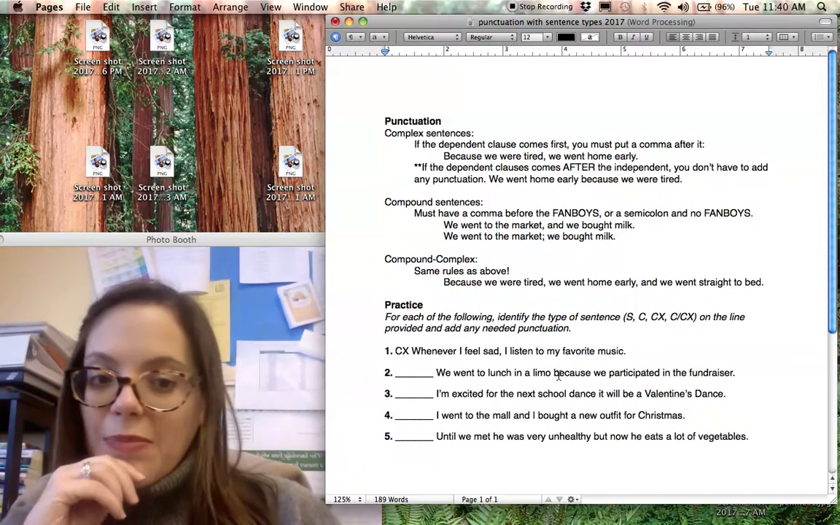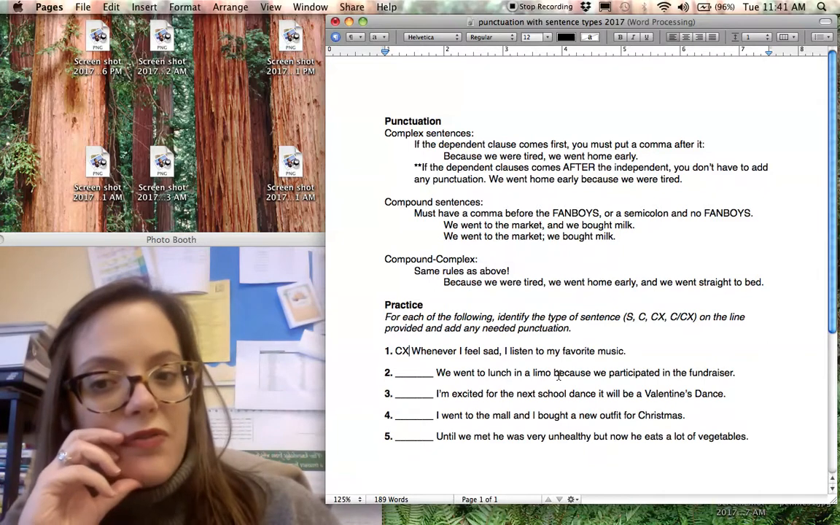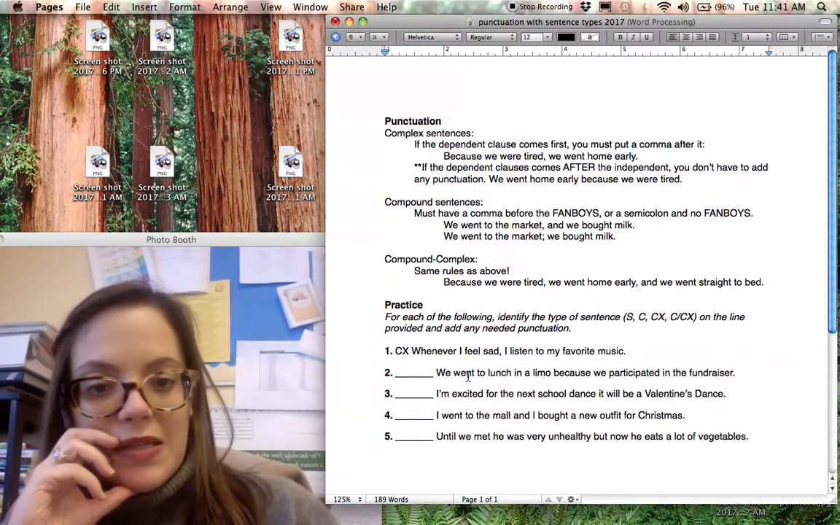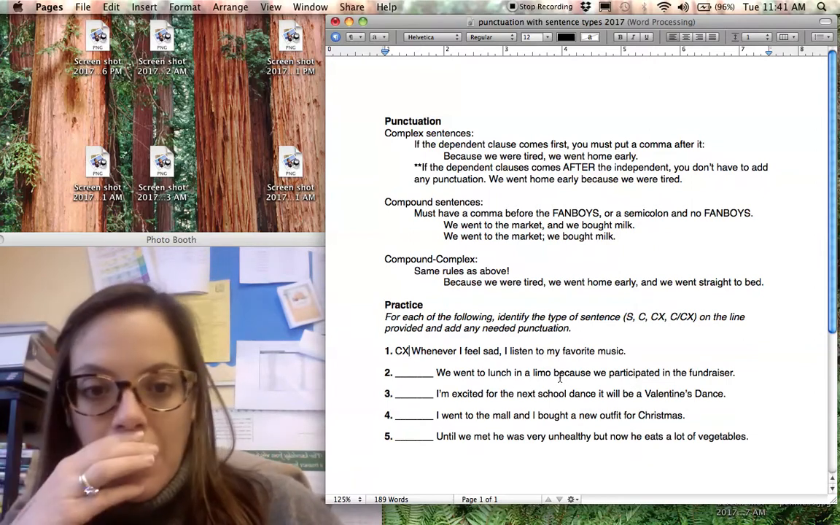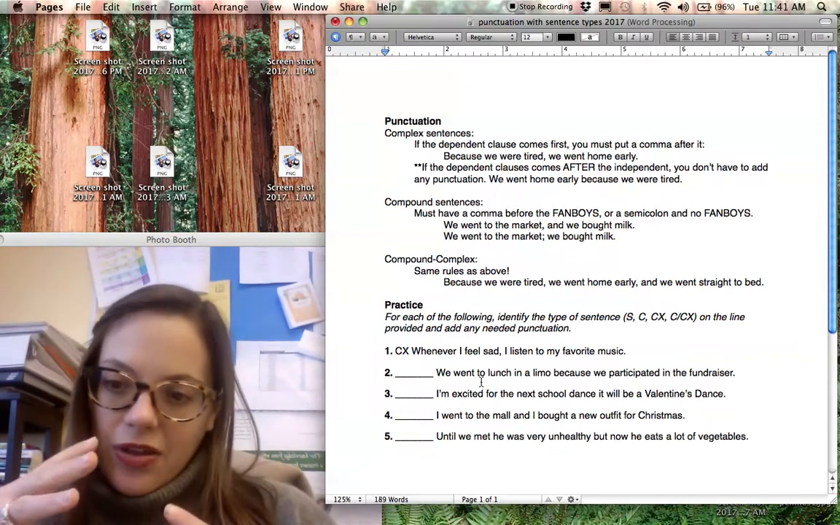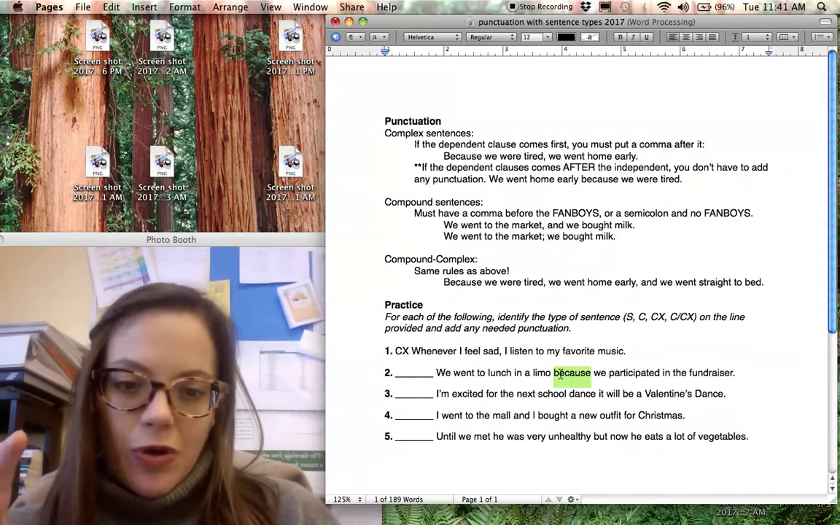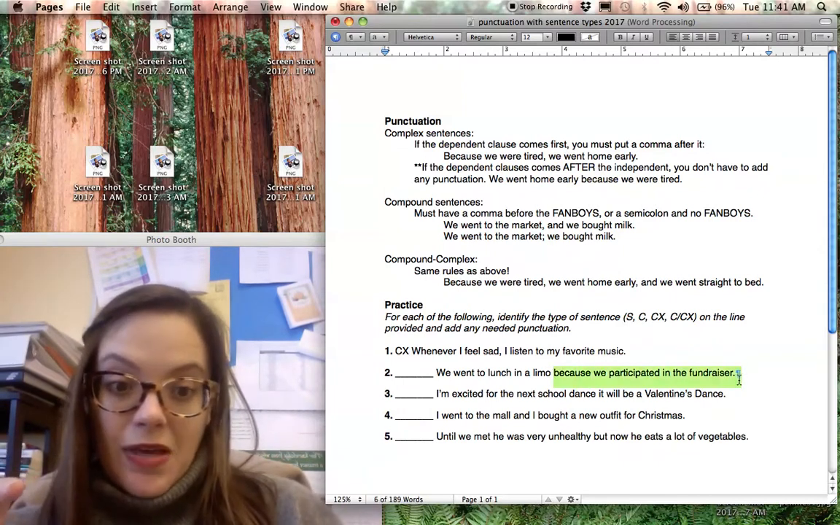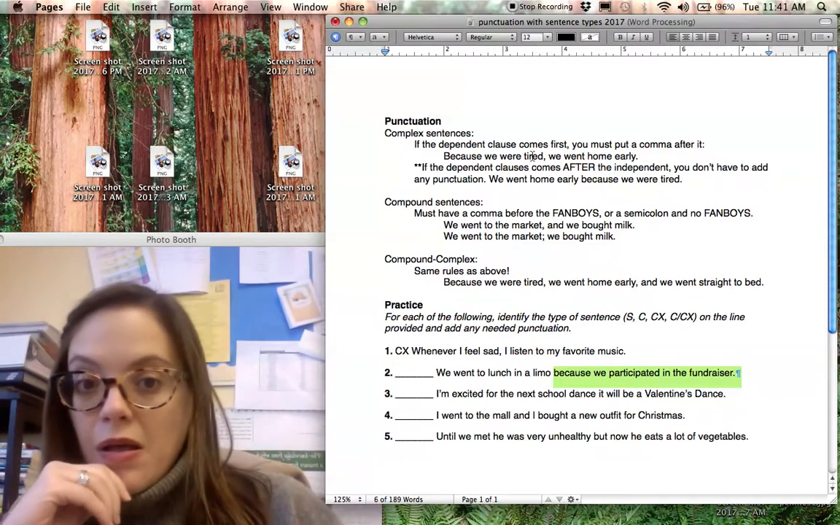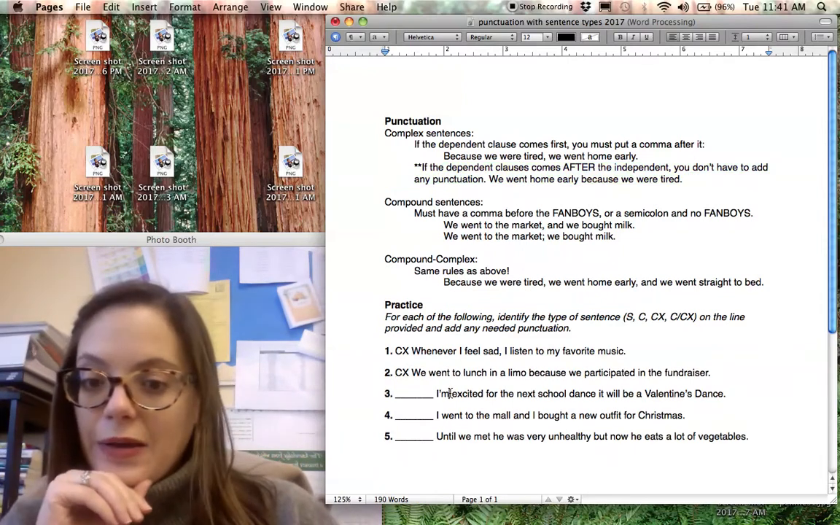Okay. Now, let's look at number 2. We went to lunch in a limo because we participated in the fundraiser. Again, I see 2 pairs of subjects and verbs. I see we went and we participated. So I know I have 2 clauses. I don't see a conjunction. I don't see 2 separate sentences that kind of squish together. So I don't think they're 2 independent clauses. So I see my AWUBIS word, because we participated in the fundraiser. Now, my dependent clause comes after the independent, so I don't have to add any punctuation. So I'm just going to say complex. I don't need to add anything.